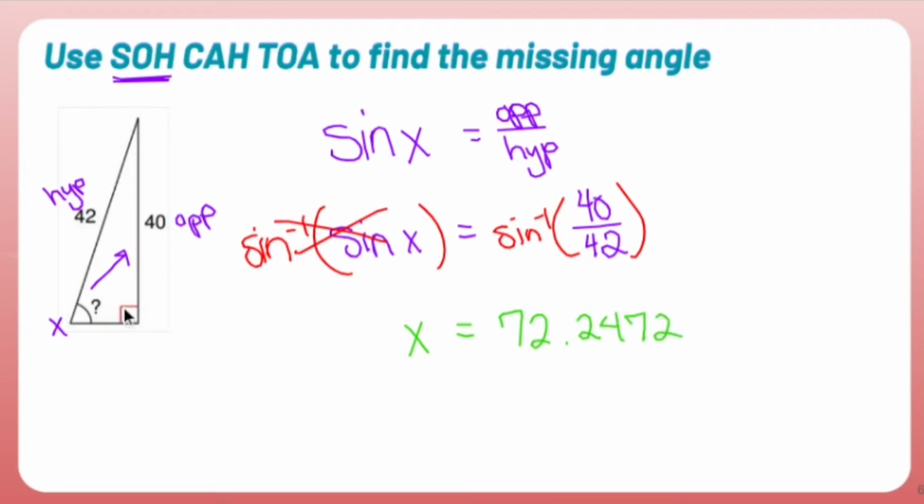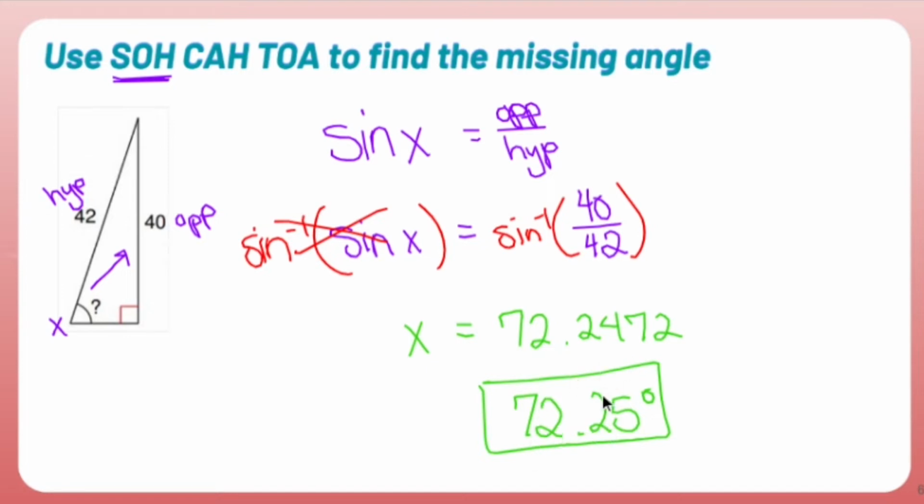Now, this is an angle measure. X is nowhere in the original problem, so I'm not going to circle this for two reasons. Again, because X is nowhere in the original problem and I don't have my degrees. So I'm going to write out 72 point, and if you want to round this to 2 decimals, fine, 25 degrees. But that's my missing angle measure. Okay? And I use SOH CAH TOA to do it. I had to do inverse trigonometry to do it, and I landed on that guy.